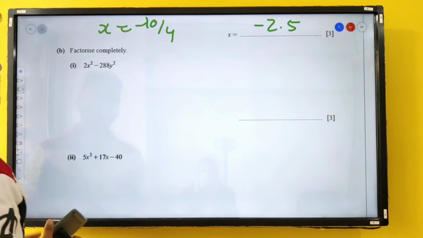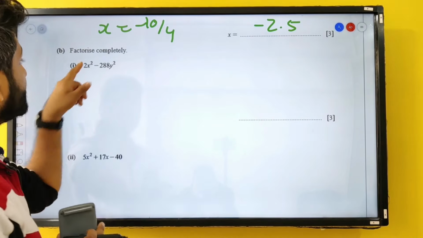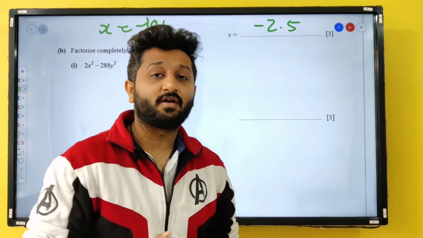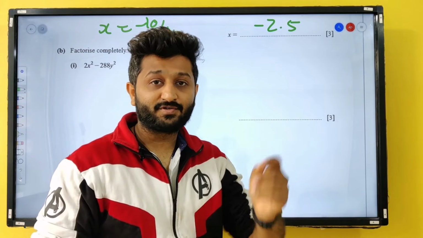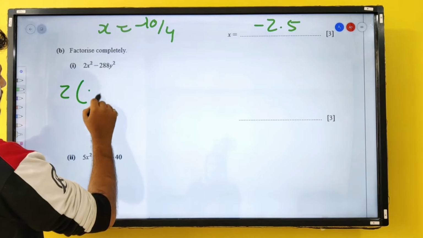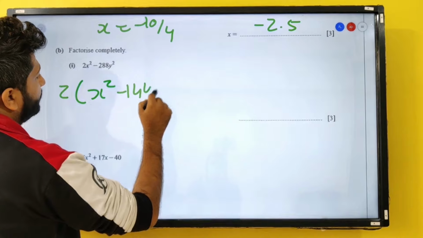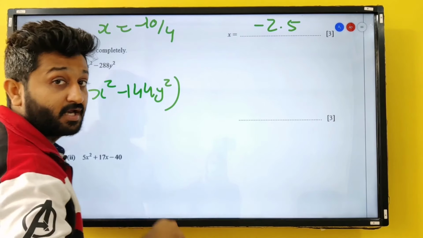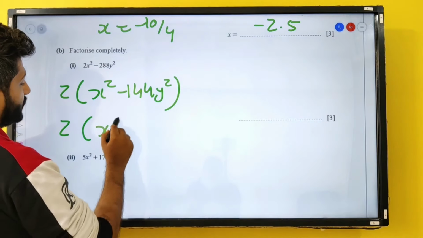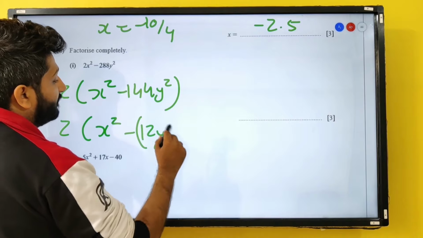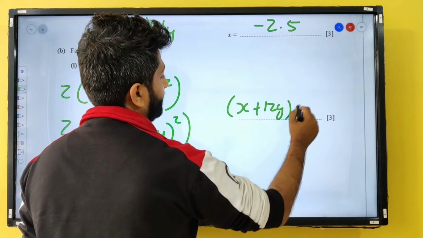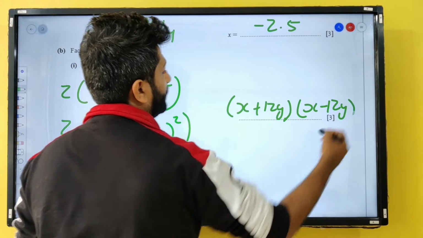Factorize completely. So these are my two terms. I can see x square and y square also, so this is a hint that the answer is going to be in the form a plus b, a minus b, because a square minus b square is a plus b, a minus b. Let me take 2 common. I have x square minus 144 y square. 144 is a square of 12. So I can write this as x square minus 12y square. So a square minus b square gives x plus 12y, x minus 12y.